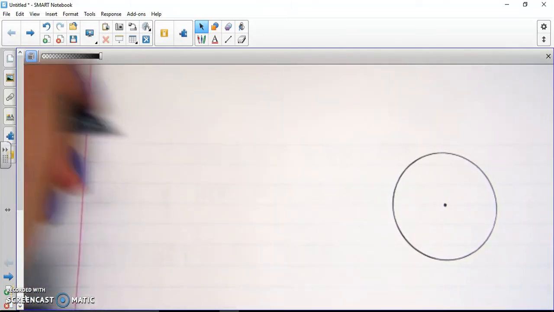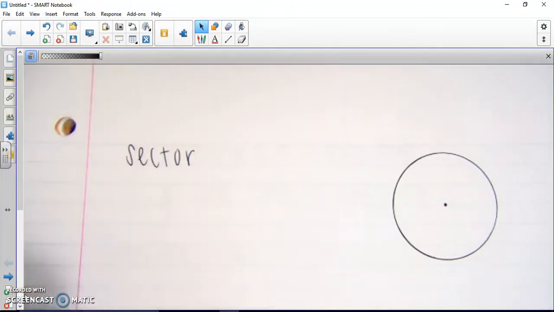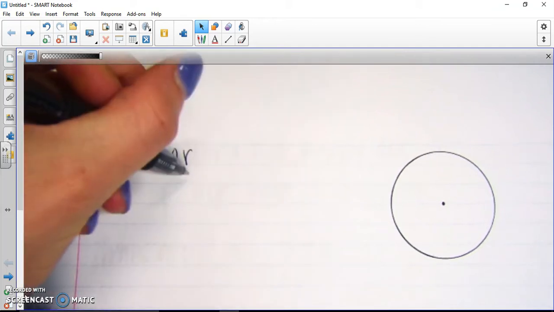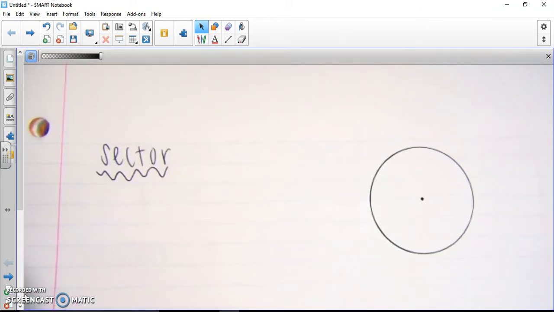Tonight our homework notes are going to be on sectors of circles. So the word we're focusing on is sector, and we're going to talk about what a sector is. All right, so first I'm going to draw what it looks like in a circle so that the definition will make a little bit more sense.